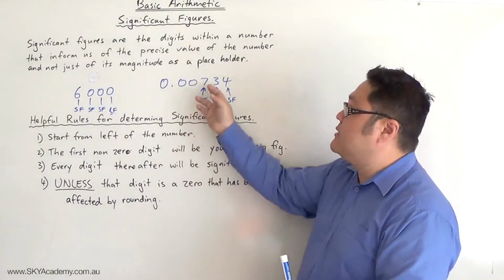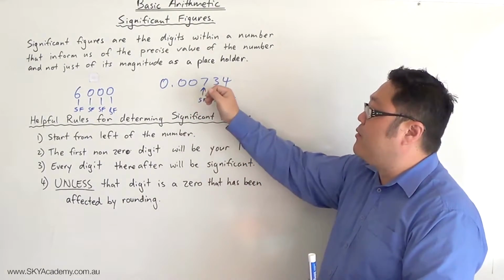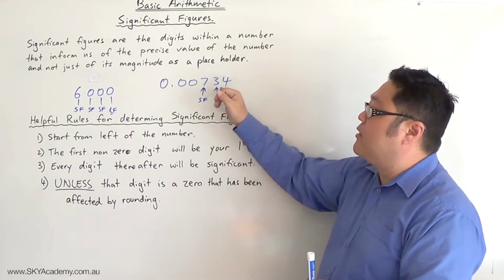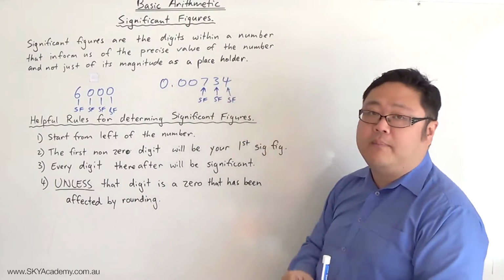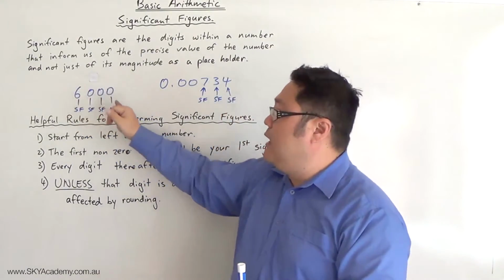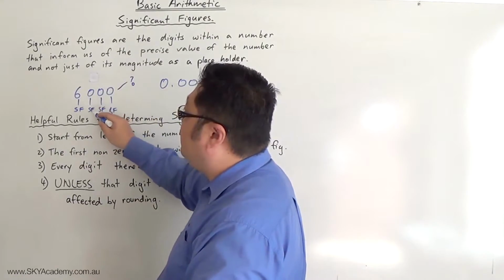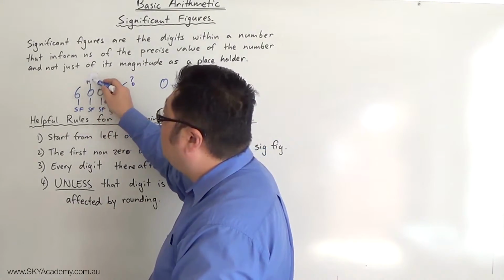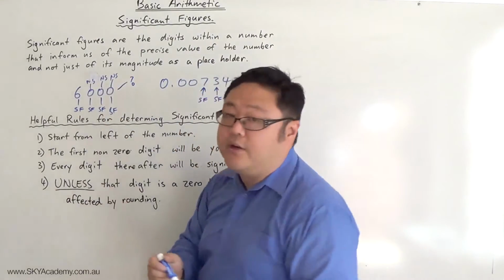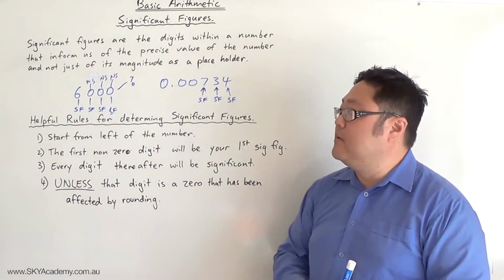Whereas the 3 and the 4, because they are non-zero digits, the 3 will be significant and the 4 will be significant as well. So this one is a question mark case. We just don't know. They're either significant or they could be non-significant. We need more information from the question.